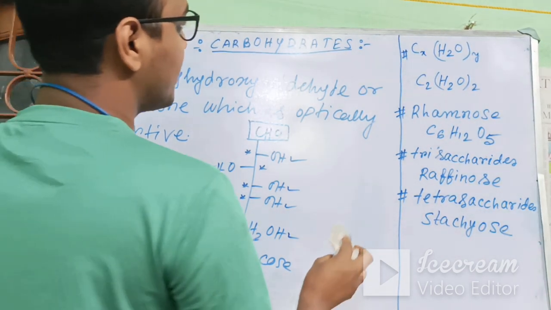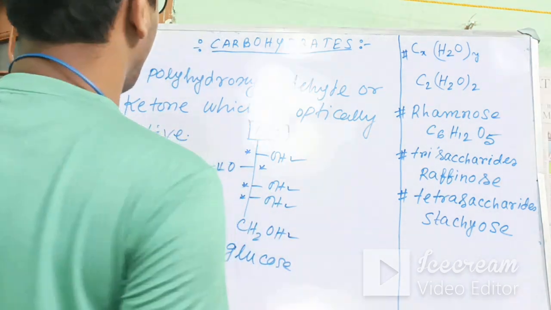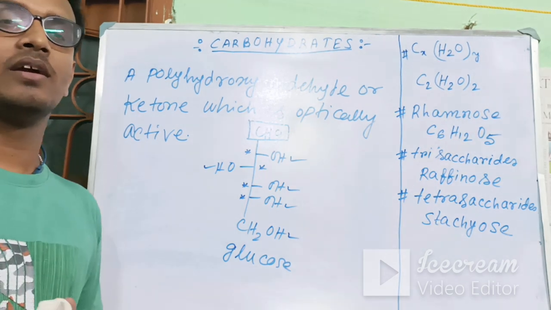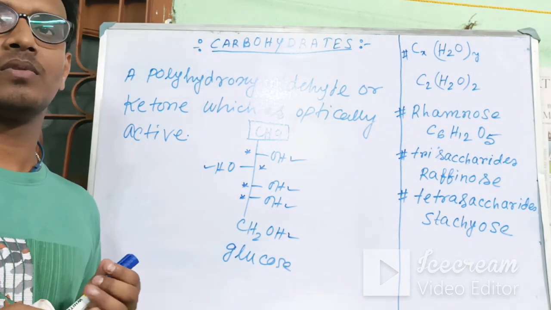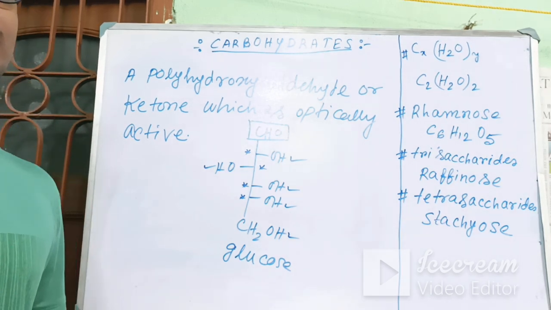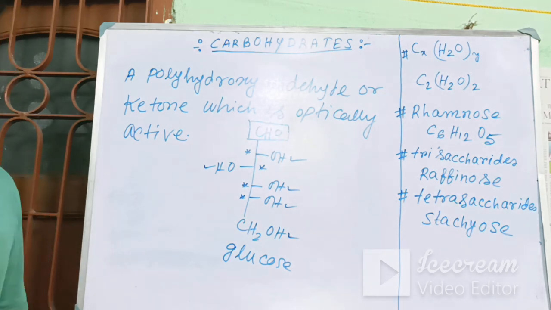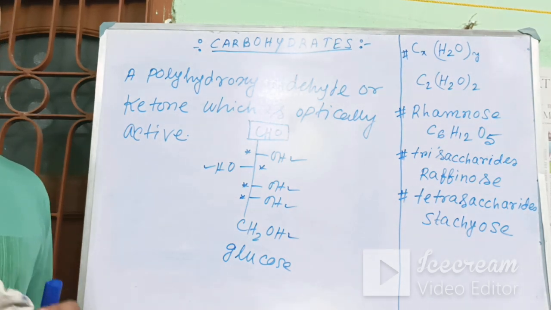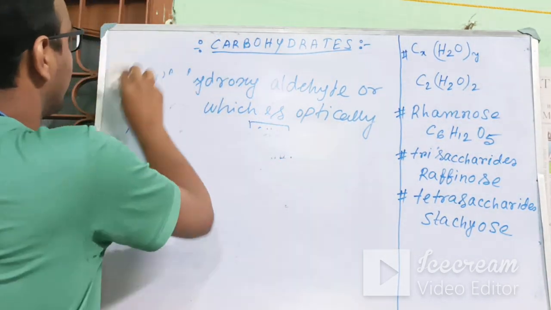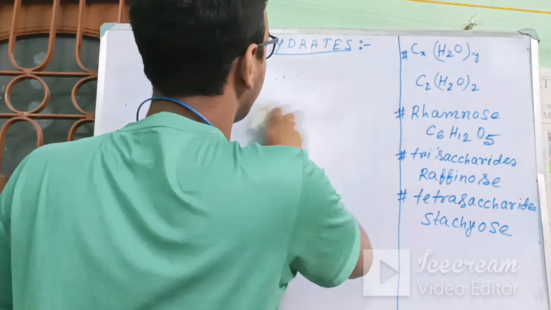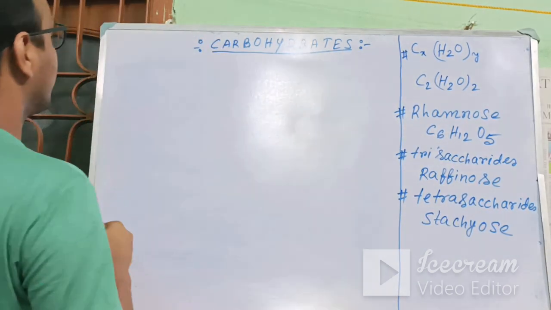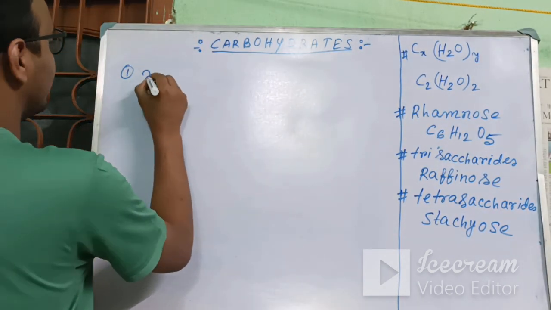So now let us classify the carbohydrates. Depending upon the monosaccharides obtained on hydrolysis, carbohydrates can be classified into four broad types. Let us discuss them one by one. The first one is the monosaccharide.